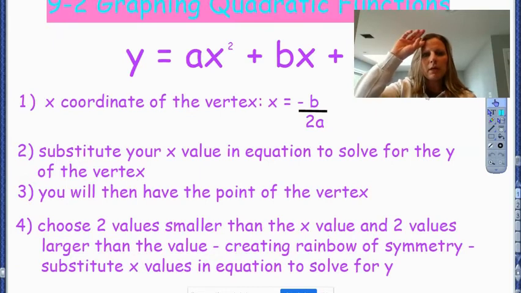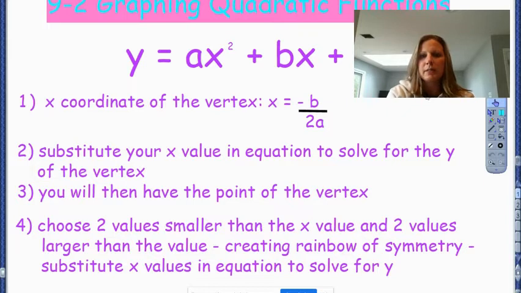So today we're going to be working on 9-2, graphing quadratic functions in standard form, y equals ax squared plus bx plus c. So we talked about the look of a quadratic function. It looks like a U or an upside down U. We call it a parabola.